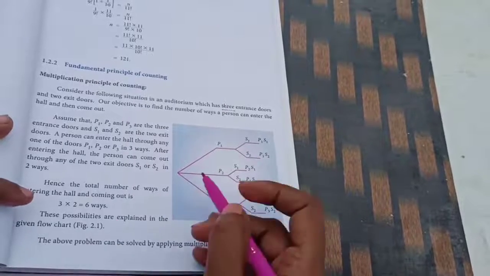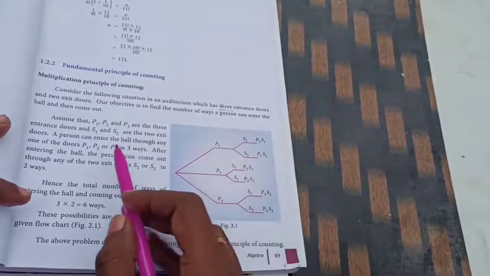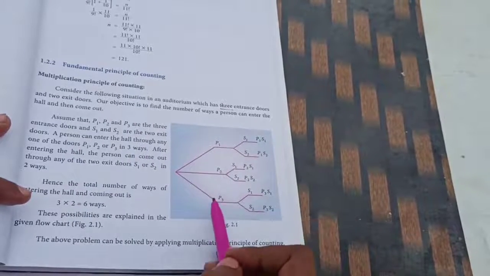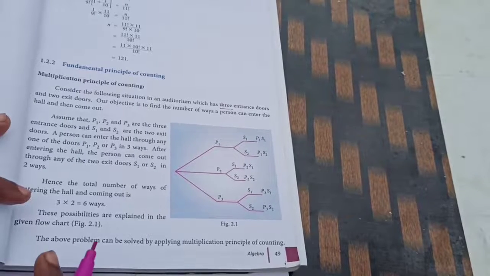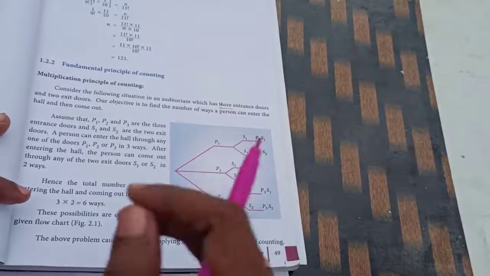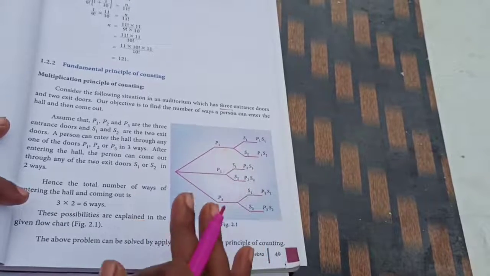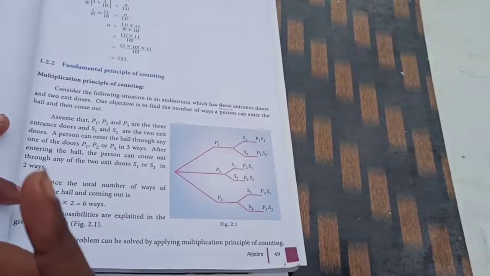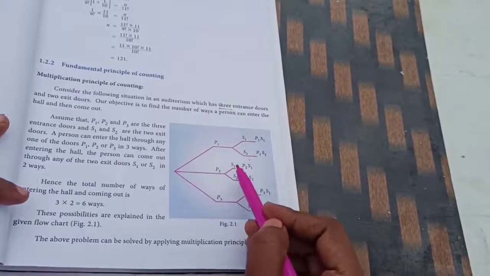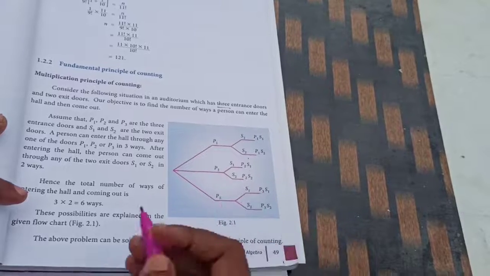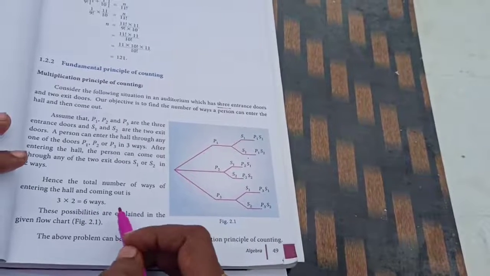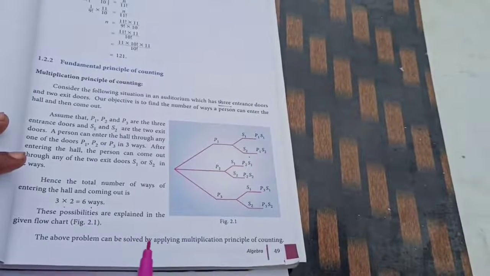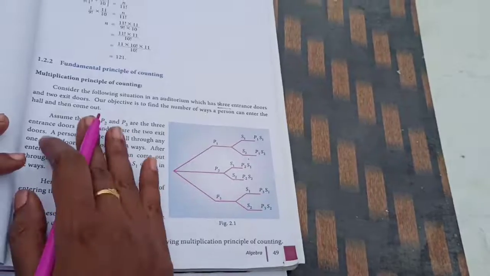So we'll understand. Here they are assuming 3 entrance doors, which they take as P1, P2 and P3. Then exit doors they take as S1 and S2. So a person can enter the auditorium through how many ways? 3 ways. After entering the hall, the person wants to exit, how many ways are there? Only 2 ways. So the total number of ways of entering the hall and coming out is 3 into 2 equal to 6 ways. So the above problem can be solved by applying the multiplication principle of counting.